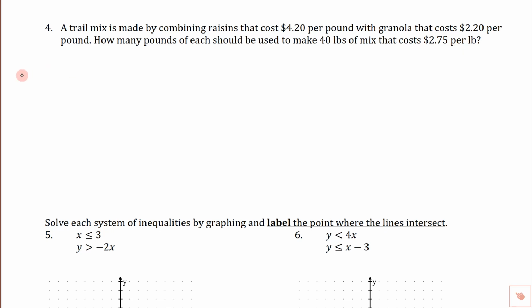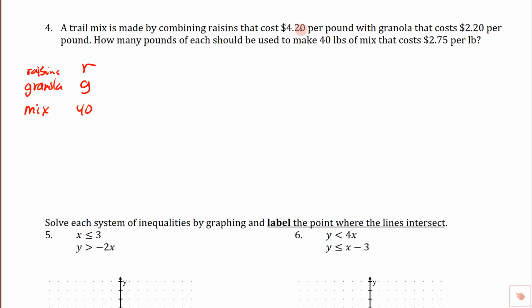What we're going to do is keep track of raisins, granola, and then our mix all together. We could keep track of just the amount. So let's use R for raisins and G for granola. And it says we're going to have a 40-pound mix altogether.